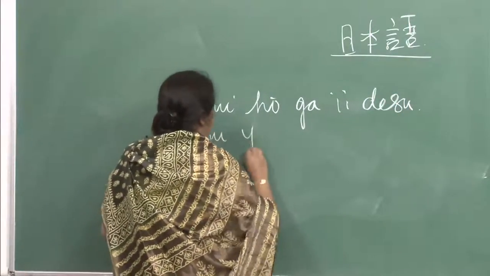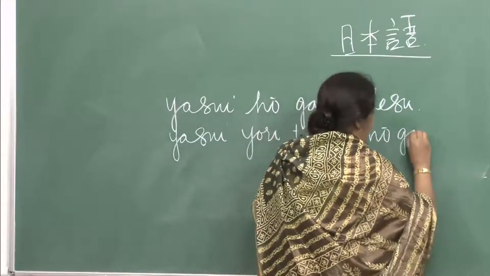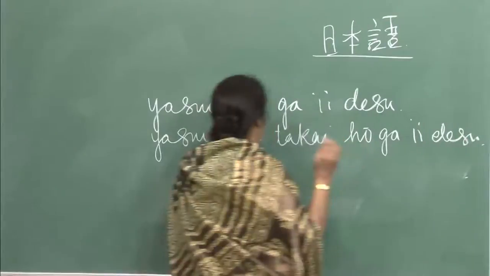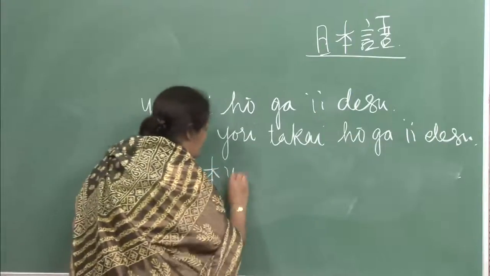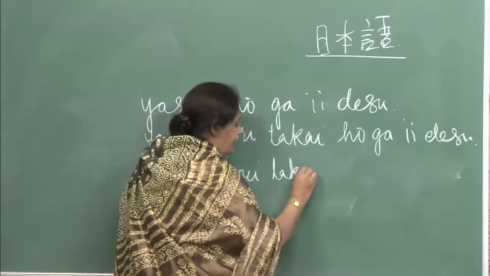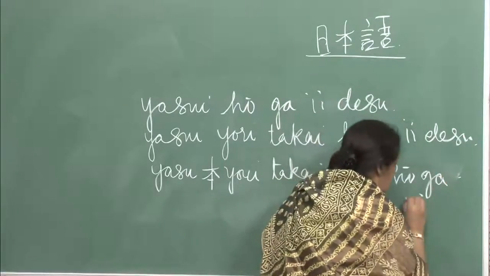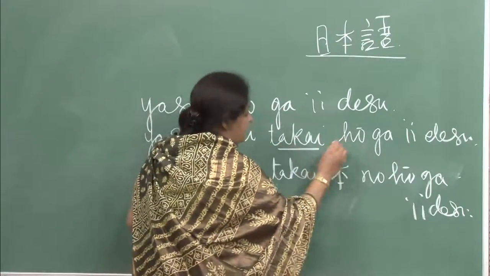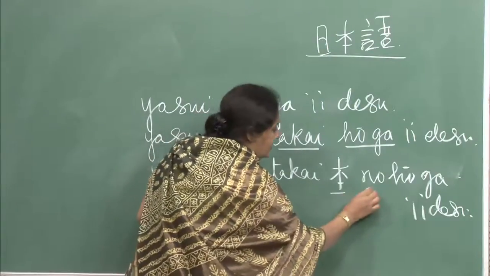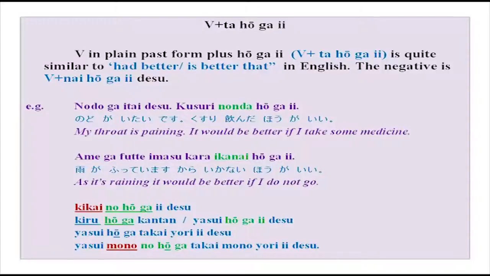Yasui yori takai hou ga ii desu. This is an adjective. Now, yasui hon yori takai hon no hou ga ii desu. So now you will see that with adjective it is hou ga, with noun it is no hou ga ii desu. This is very, very clear over here. You can practice like this and get used to no hou ga and hou ga.